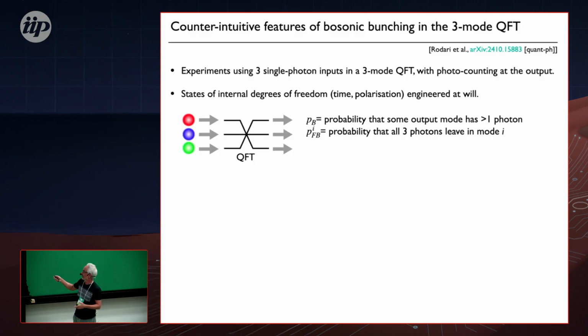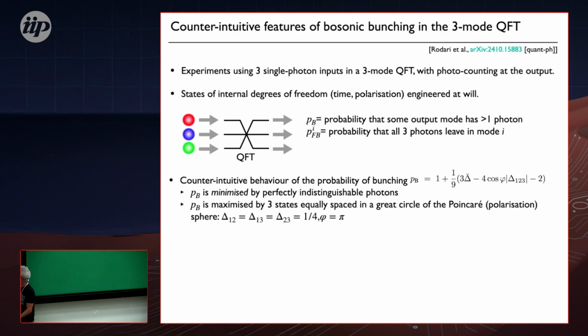So for example, 210 as occupation at the output is a bunching event. 300 is also a bunching event, okay? But it's enough to have 2 photons somewhere. The other figure of merit for bunching is the probability of full bunching. So the probability of full bunching is the probability that all 3 photons are going to come out in the same mode, i. Okay, so that's a different thing, right? Because it doesn't include these events like 210, for example. It's only 300, 030, and 003. Okay, it's the sum of these 3 for this simple experiment, right? So what's counterintuitive for these 3 things, okay?